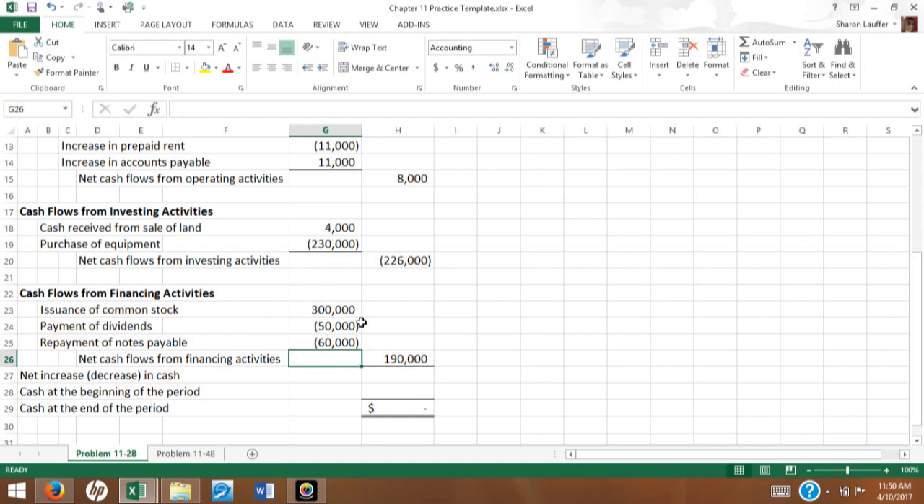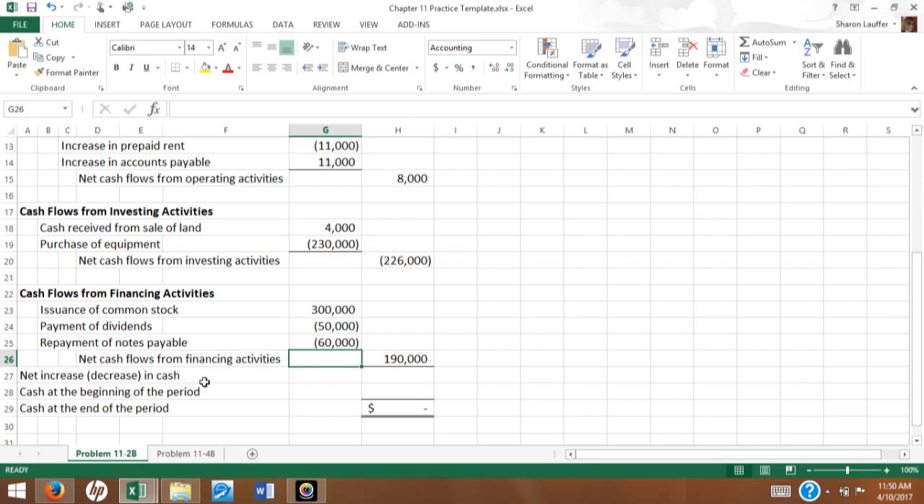So if we had borrowed notes payable, the opposite would have been true. Instead of subtracting out that amount, we would add it if we were borrowing some money or financing something.